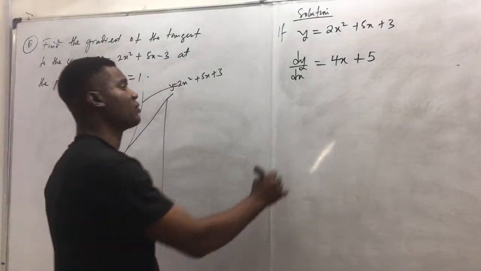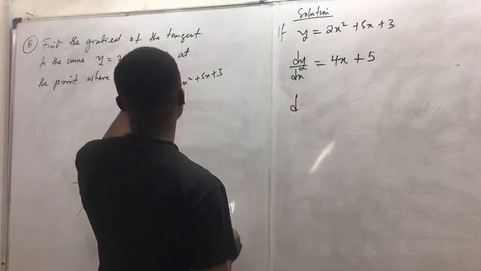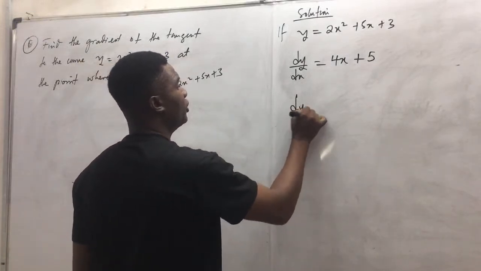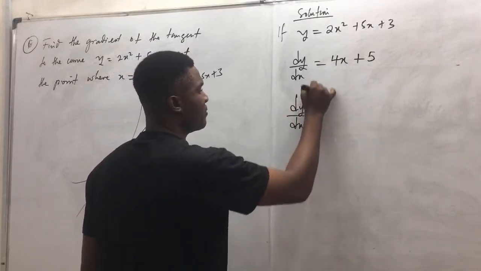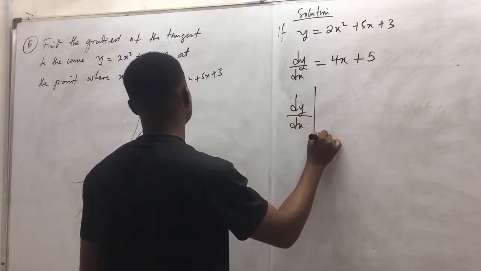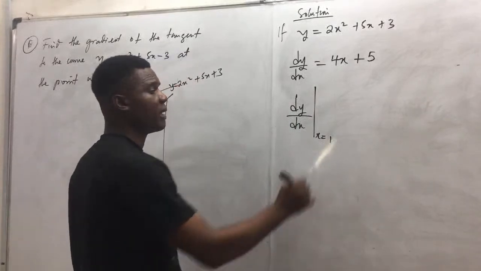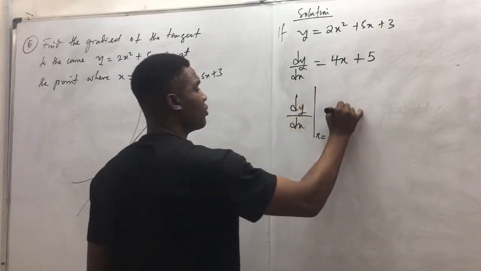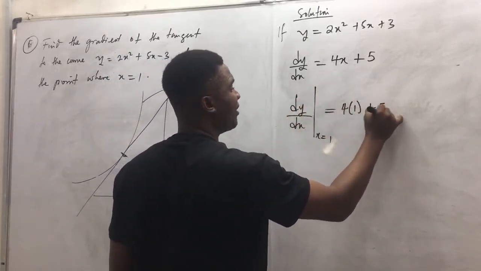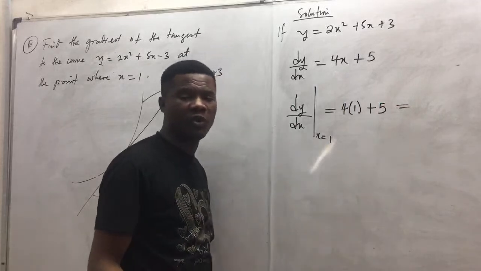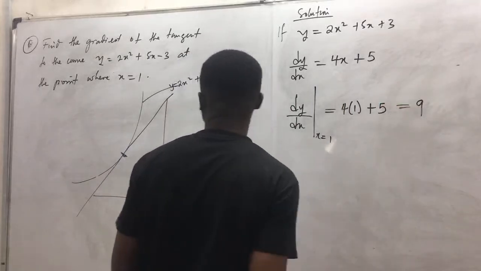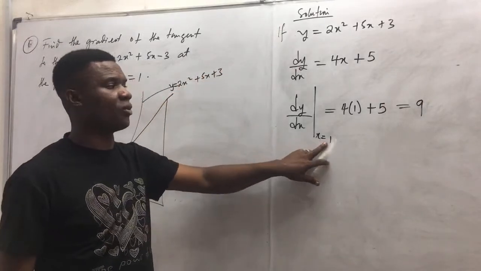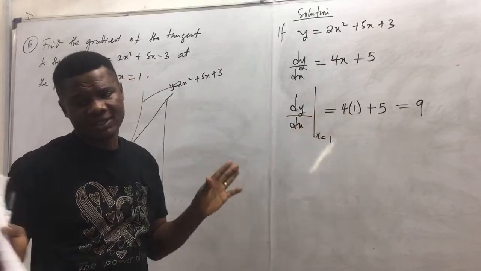So the next thing we have to do to obtain the gradient of the tangent to this curve at the point 1 will be to do this. You simply write a straight line and put at the bottom x equals 1. That would imply substituting for 1 wherever you find x in the result we've obtained, and that will be 4 times 1 plus 5. And what is 4 times 1? It is 4. 4 plus 5 will give you 9. So it tells you that the gradient of this curve at the point x equals 1 is 9. And that solves that problem.